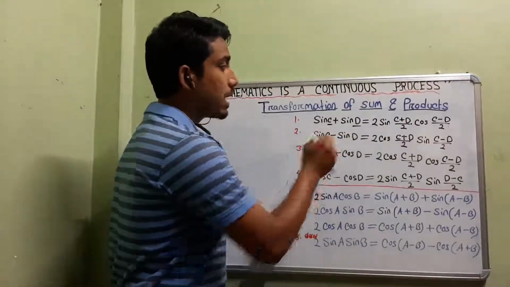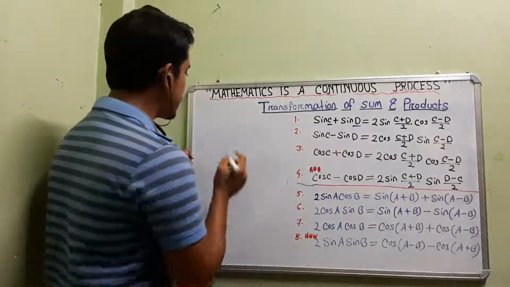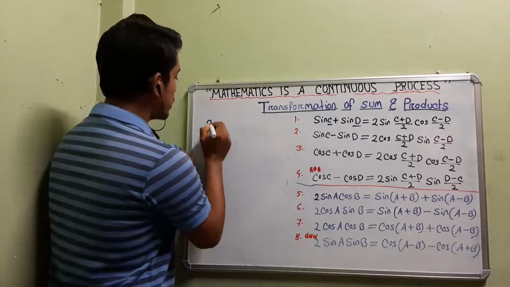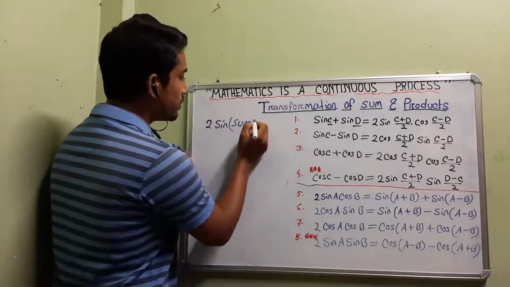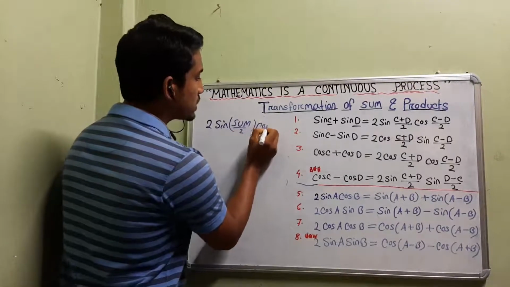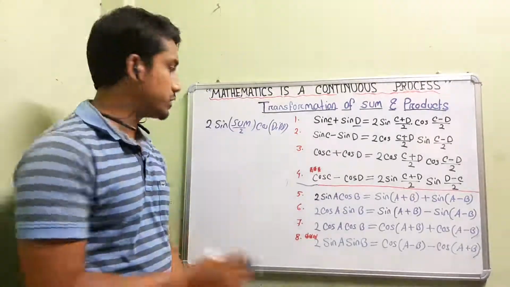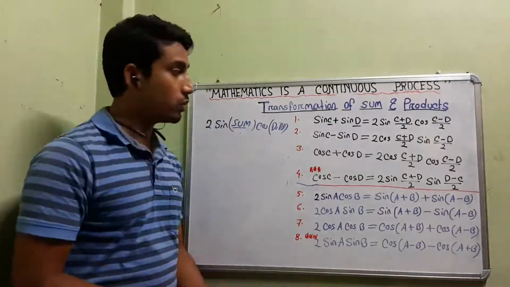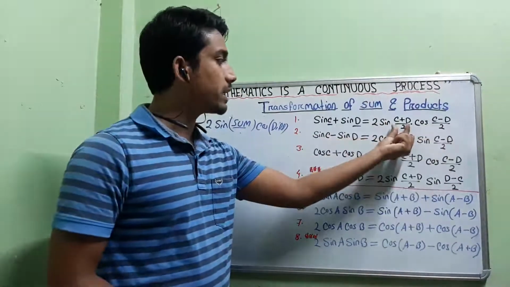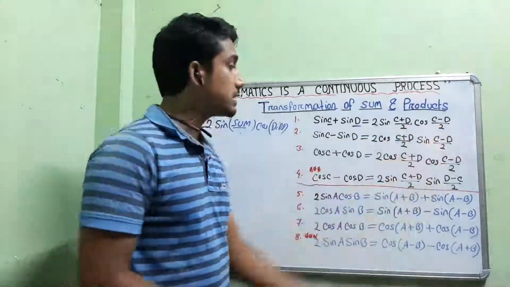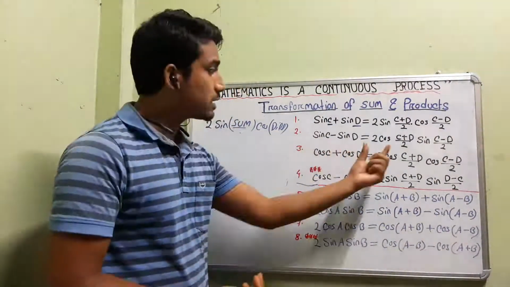Suppose sin C plus sin D is there, the first formula. We'll learn it in this way: sin C plus sin D is equal to 2 sin sum divided by 2 and cos difference. Sin sum, cos difference, we'll learn it in this way. Let us not take the divided by 2 also. That means sin is taking the sum and cos is taking the difference if it is sin C plus sin D.